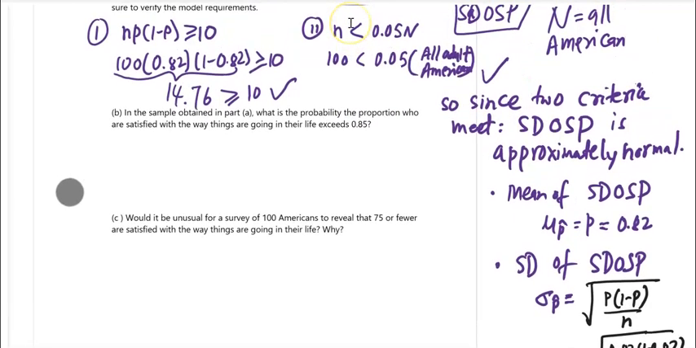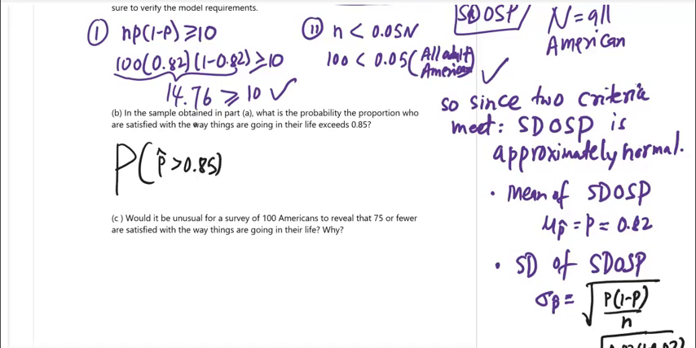So the first part is finished. The second part, part B, is to find the probability in the sample obtained in part A. What's the probability that the proportion who are satisfied with the way things are going in their life exceeds 0.85? Here the proportion is the sample proportion, since we're using sample size 100. So I'm looking for the probability that p hat is greater than 0.85.